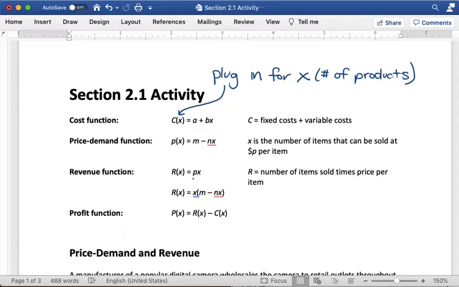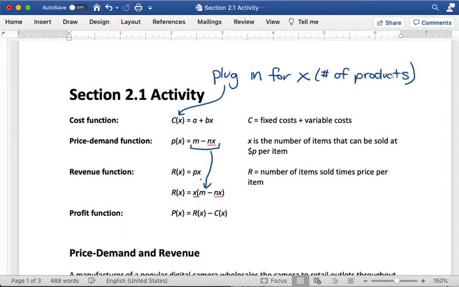When we talked about this before, we talked about it using a constant price. So they know that they're selling the product for whatever price, and you just multiply that by the number of products. This time, we're going to use our price demand function for the price. So our price is no longer going to be a constant. It's going to be a function itself. So we're plugging in for p. We are substituting m minus n times x.